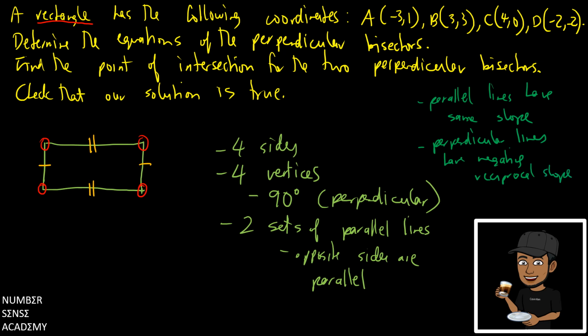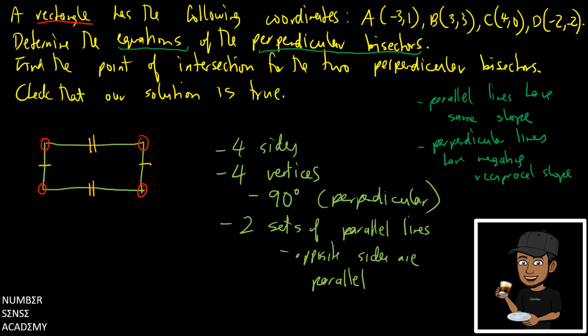All right, so what's the value of all this? This is going to tell us how we're going to solve this problem. We got to find the equations of the perpendicular bisectors. We got to find the point of intersection for the 2 perpendicular bisectors, and then we're going to check to make sure our answer makes sense.